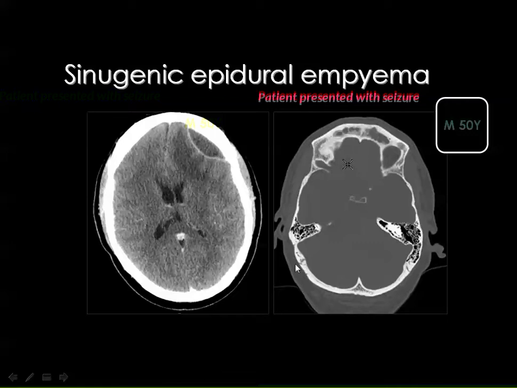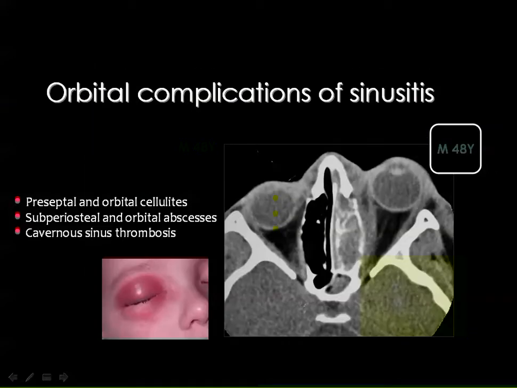This is an example of what is known as sinogenic epidural empyema due to frontal sinusitis, and you see the pus, which is bordered by the thickened enhanced dura. Then orbital complications are usually the sequelae of ethmoid sinusitis, and this will result in spread of the infection through the lamina papyracea into the orbit. This may result in orbital cellulitis or subperiosteal abscess or even cavernous sinus thrombosis.